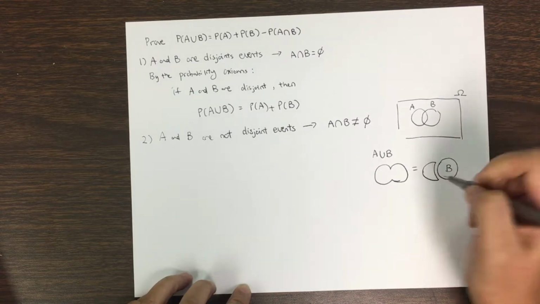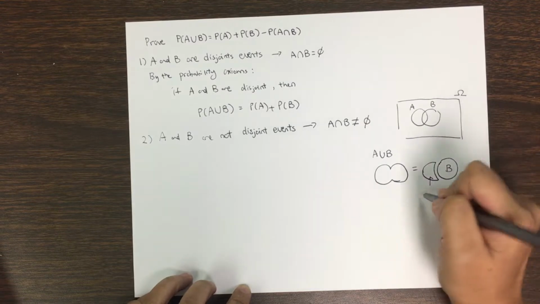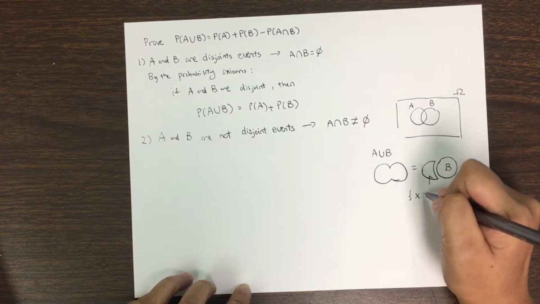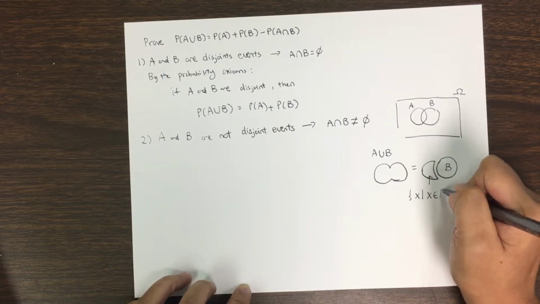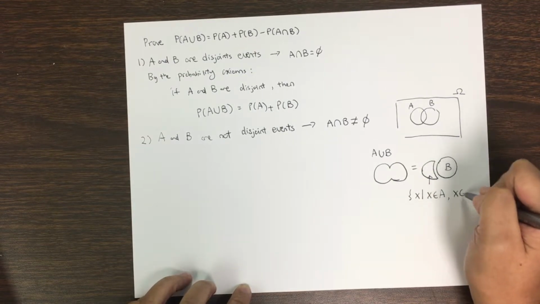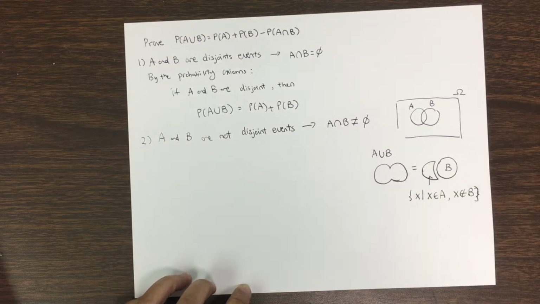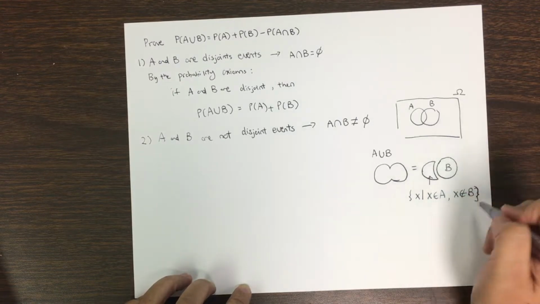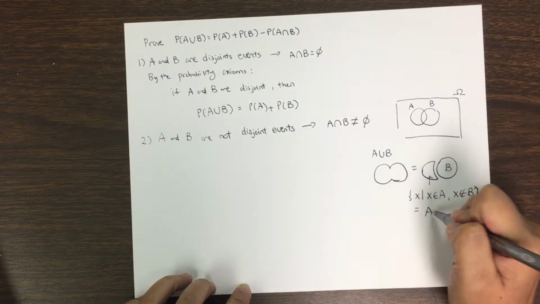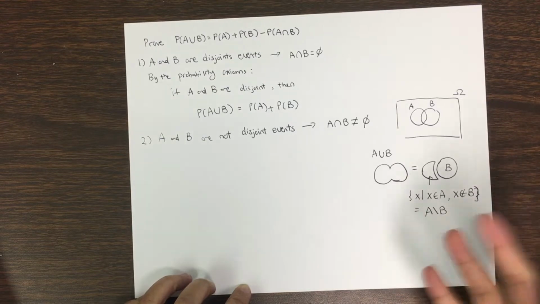So this is set B, and this set is the set such that the element or the outcome is in set A, but is not in set B. Right. So in this case, we can indicate this set with this notation. It's a set subtraction notation.